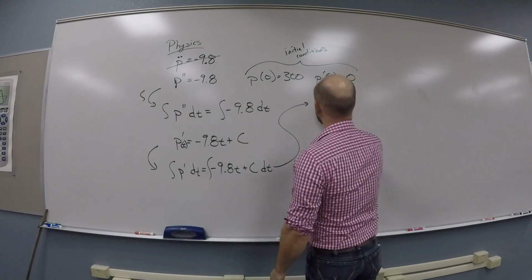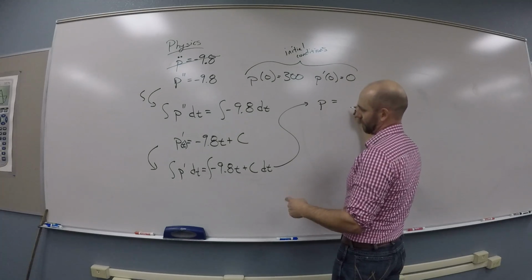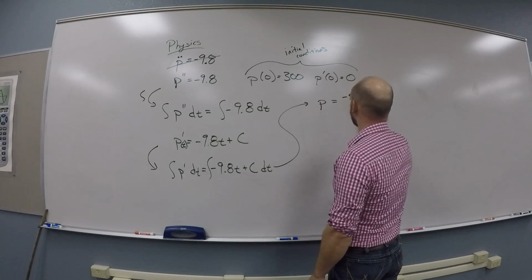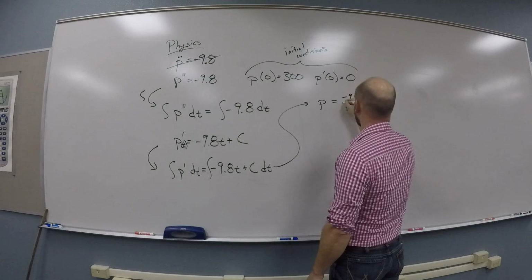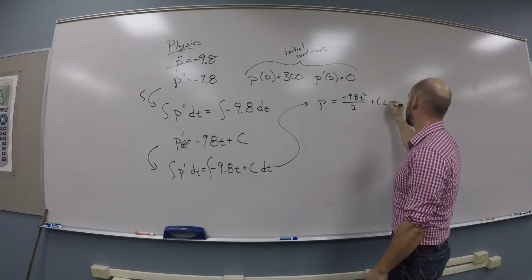A little calc 2 should get you to p is negative 9.8 t squared over 2, plus c t plus c.